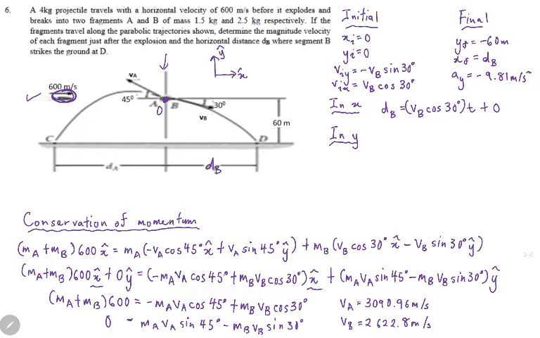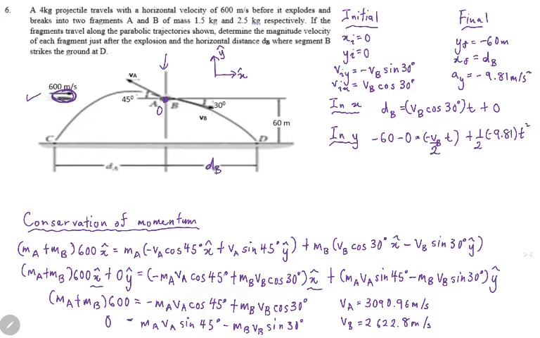Based on those parameters, the ideally suited formula would be y final minus y initial equals VIY times time plus half a t squared. So if I put in the information, y final is negative 60 minus y initial, which is 0, equals VIY, which is negative VB sine 30, which is half, so divided by 2, times t plus half a, which is negative 9.81, t squared.